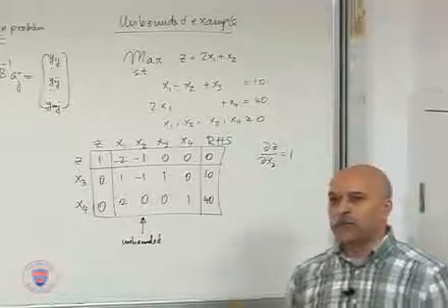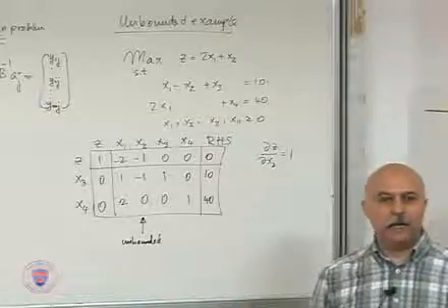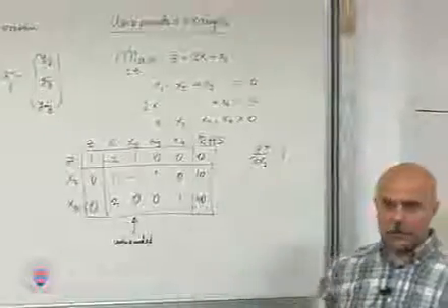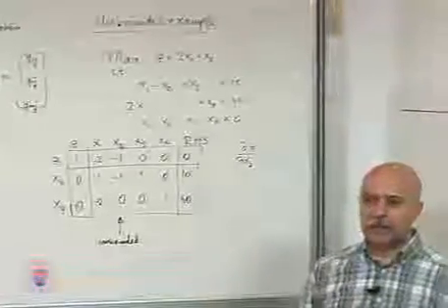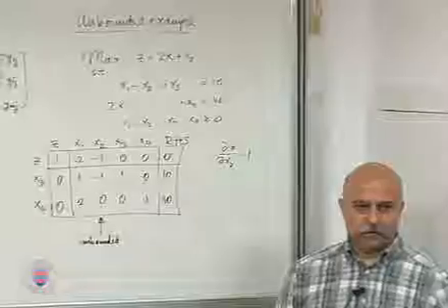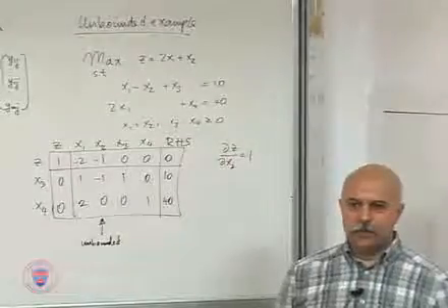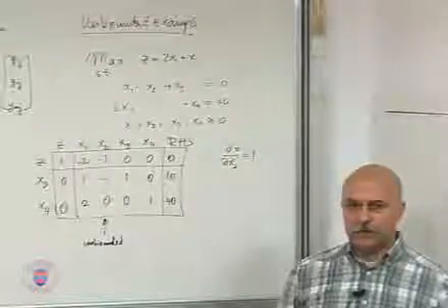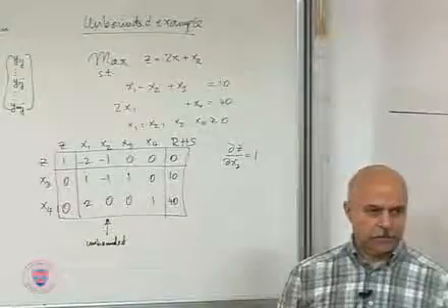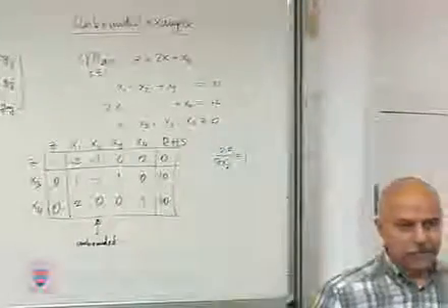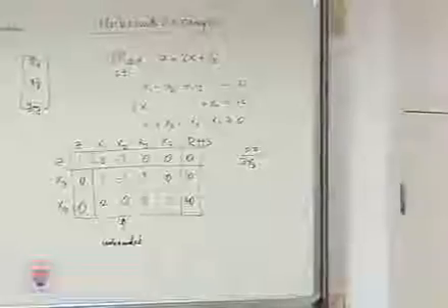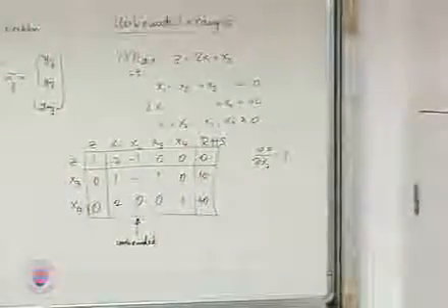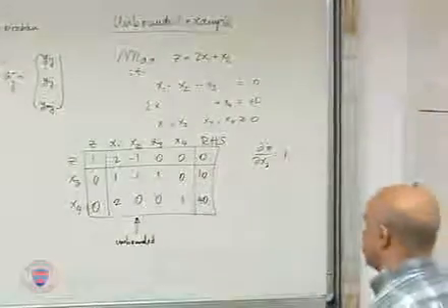Unbounded means you can make your objective function as large as you wish for a maximization and still get a feasible solution. So let's find a feasible solution with objective value of 1 million, for example. Yes? How can we understand that this is unbounded?